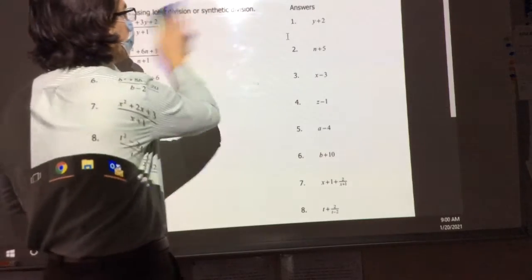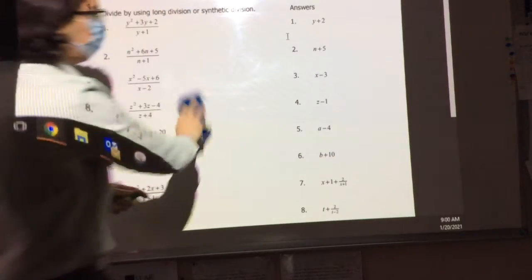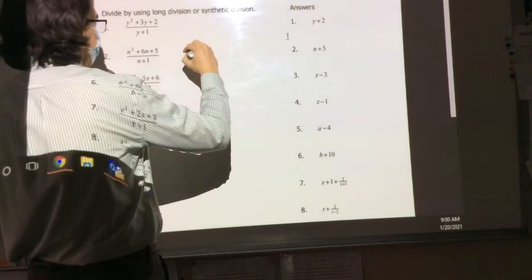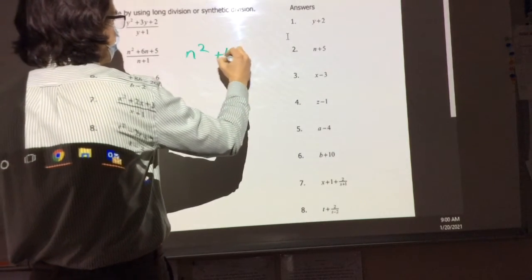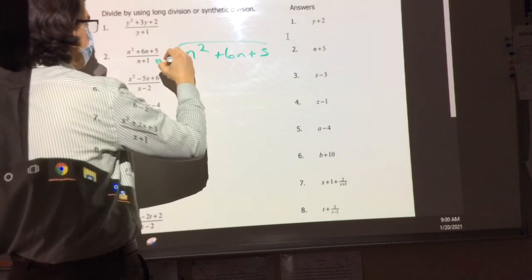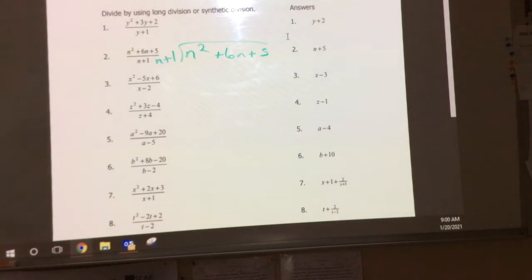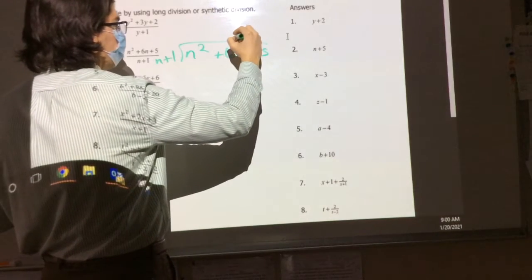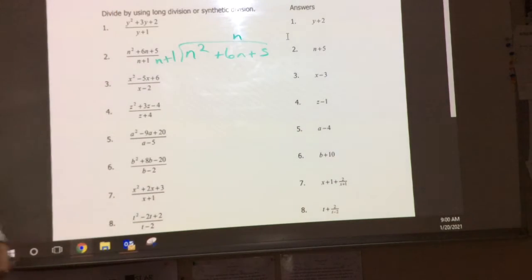All right, I'm just going to do number 2 on this one, just since it's easily accessible right here. And so for that one, we're going to have n squared plus 6n plus 5. We're going to divide that by, once again, a variable plus 1. Okay, JT, what do you do first? N squared divided by n, which is going to give me what, JT? N, okay. Hayden, what's next?